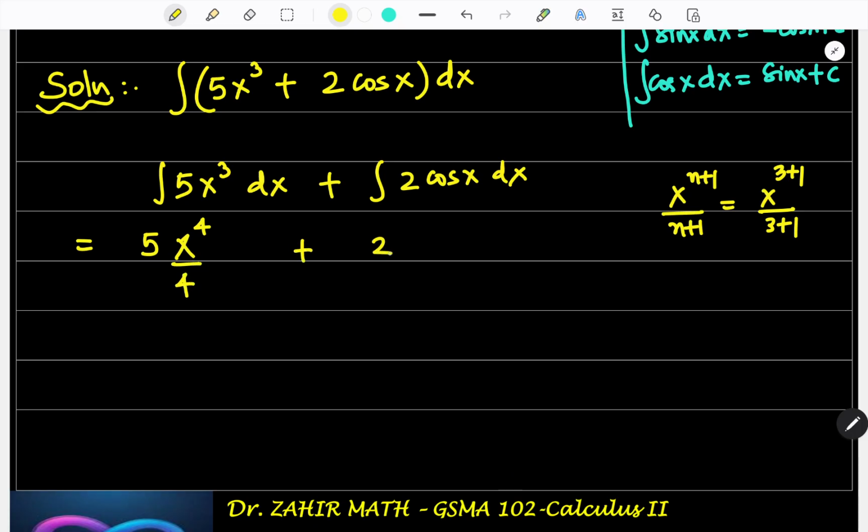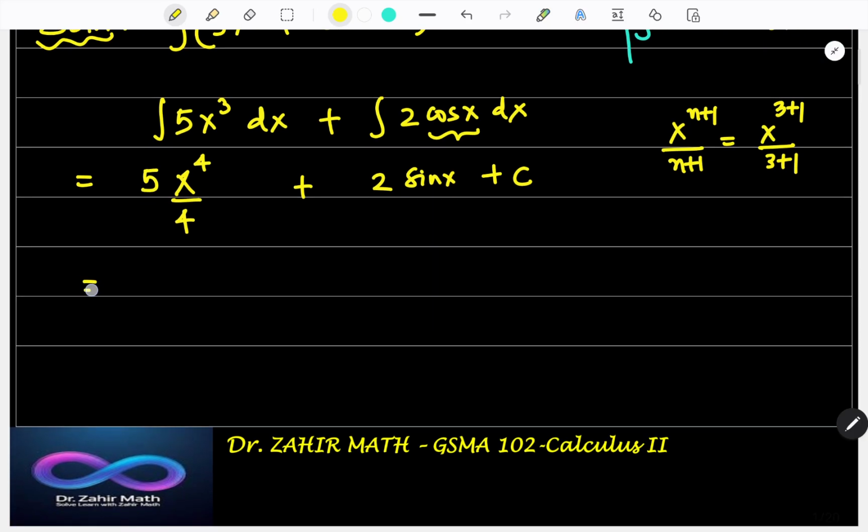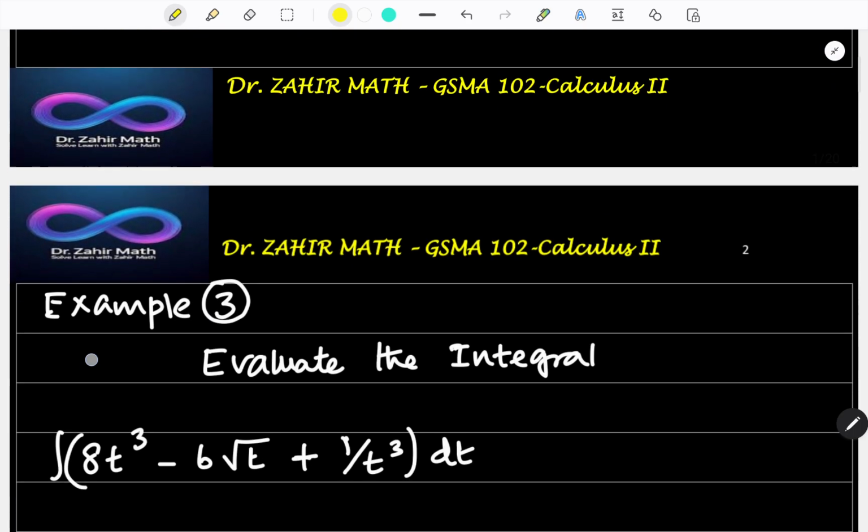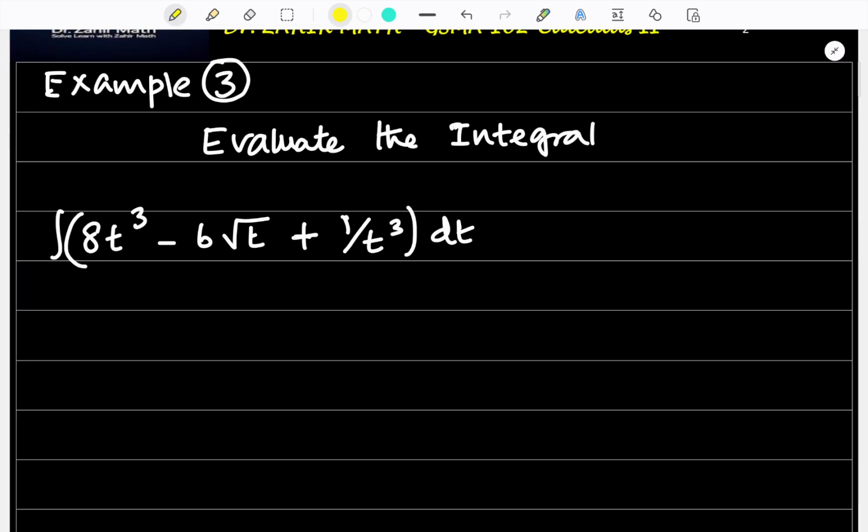And then plus 2, which is a constant. You just keep it. What is the integral of cosine x? Just now I said it is sine x, and you need to add the integrating constant c. So let me write the answer in a proper way: 5x power 4 divided by 4 plus 2 sine x, plus integrating constant c. Every time you have to write the integrating constant c, keep it in your mind. Let's go to the next question.